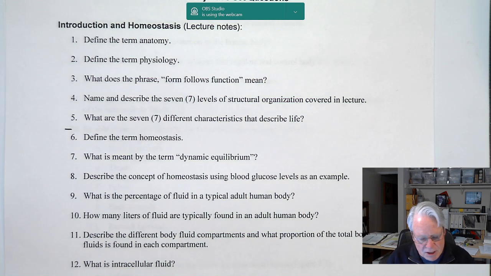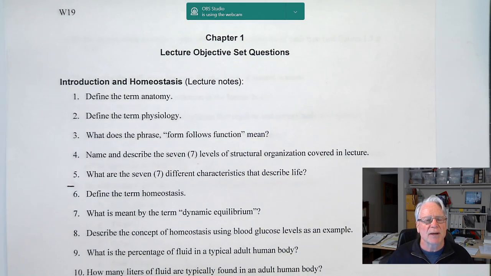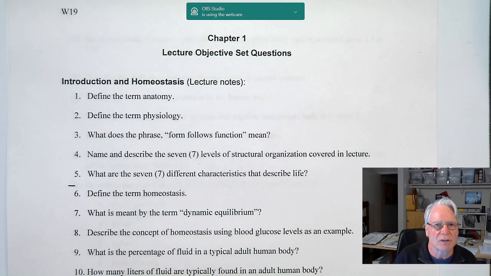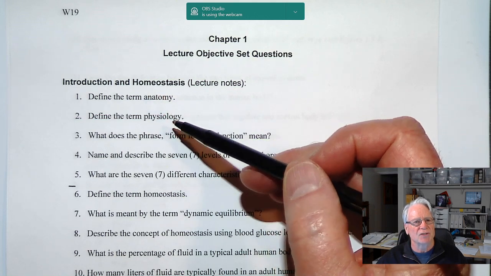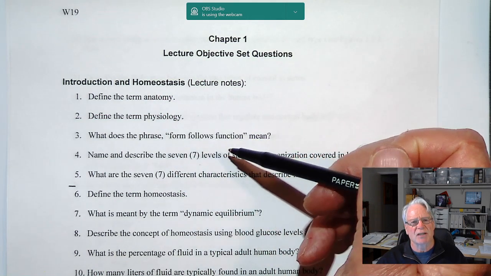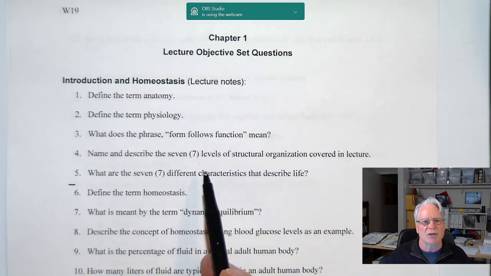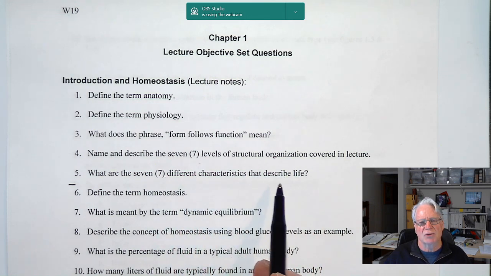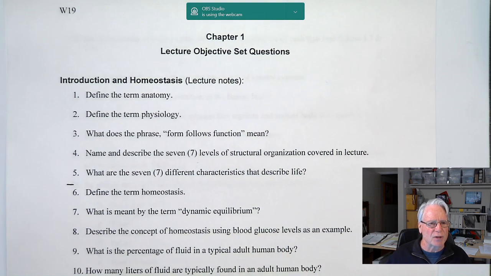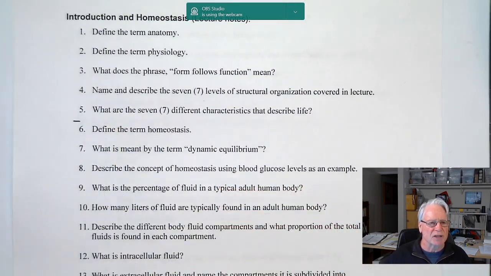So in today's lecture, we're going to cover Chapter 1. And if you have your lecture objective set questions in front of you, then the questions we're going to cover in today's lecture are these first 5 questions. So we're going to look at the terms anatomy and physiology, talk a little bit about this idea of form follows function, and we're going to talk about the 7 levels of structural organization, and the 7 characteristics that describe life.